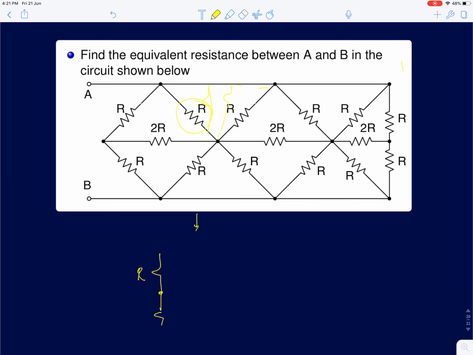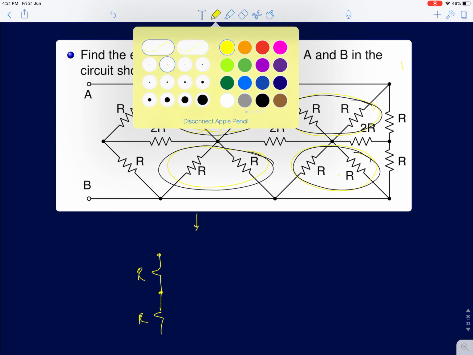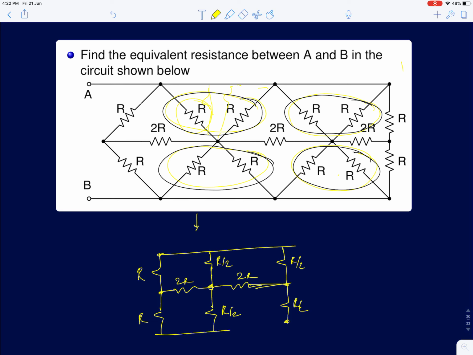Can you see that these two resistors are in parallel? These two resistors are in parallel, and similarly these two resistors are in parallel. I'm not sure if the color is visible. So I can reduce them to R by 2 and R by 2, and this would be 2R. Similarly you would have 2R here, and this would come to R by 2 and R by 2.